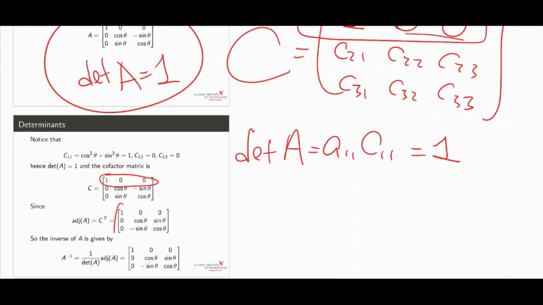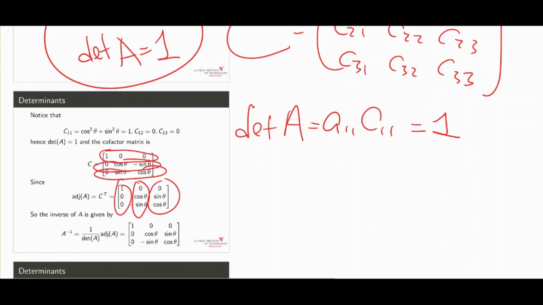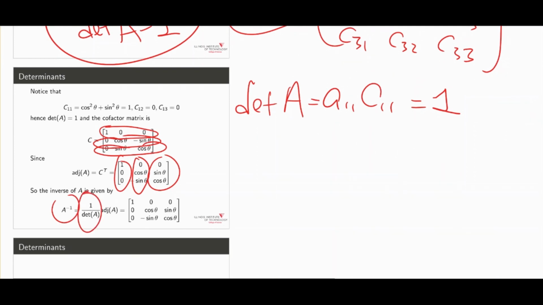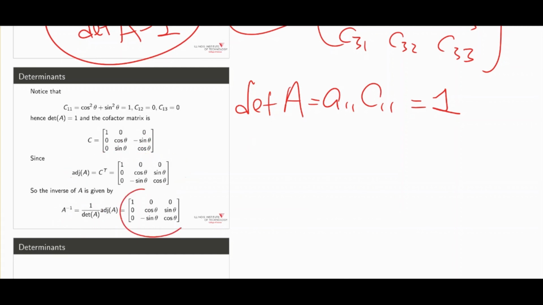So this will become this, this will become this, this will become this, and then now the A inverse is 1 over determinant of A. In this case, it's just 1. Multiply the adjoint of A. The adjoint of A is this, so you get the A inverse as this.